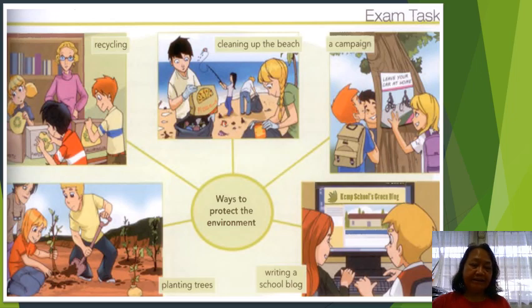Here is recycling. Cleaning up the beach. A campaign. Writing a school blog. Planting trees. So, this tells us 1, 2, 3, 4, 5 ways to protect the environment. Okay. So, you may think, right, what would be needed or involved in each picture?